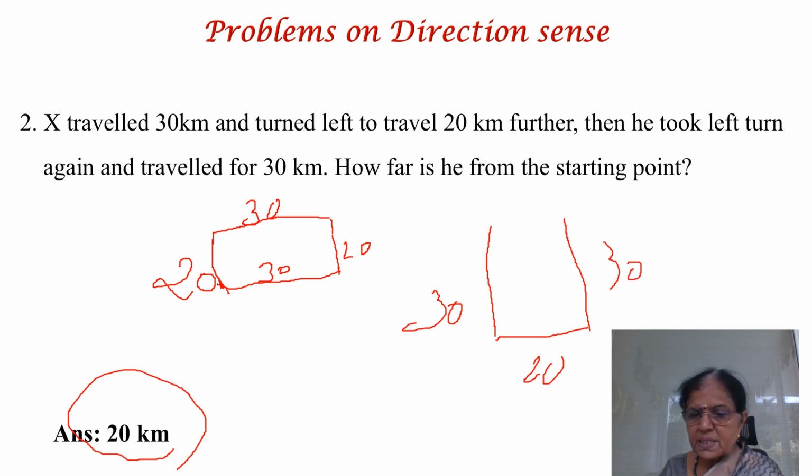What is the distance? That's what it's asking. How far is he from the starting point? This is the starting point and this is the end point. And so this distance is again 20. So the same, whichever direction you draw, you should get the same answer. Okay, because in the first statement, no direction is given. So anyway you can draw in all the 4 directions. If you solve, you will get the same answer, 20 kilometers.